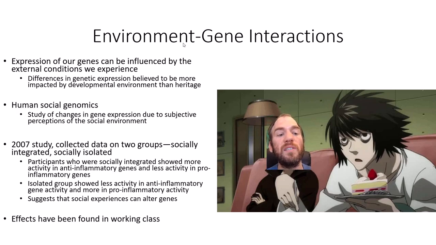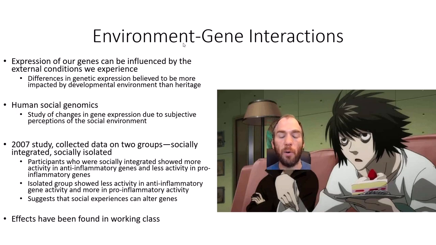A 2007 study collected data on 2 groups, a group of socially integrated people and a group of socially isolated people. Participants who were socially integrated showed more activity in anti-inflammatory genes and less activity in pro-inflammatory genes. Isolated individuals showed less anti-inflammatory gene activity and more pro-inflammatory activity. It suggests that social experiences can alter genes. This effect has been found in working class individuals as well.